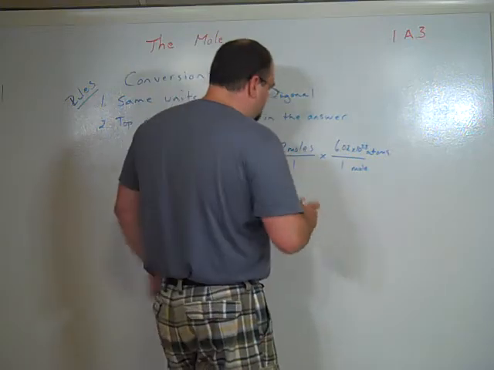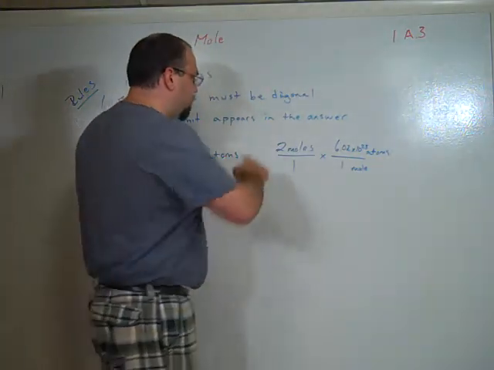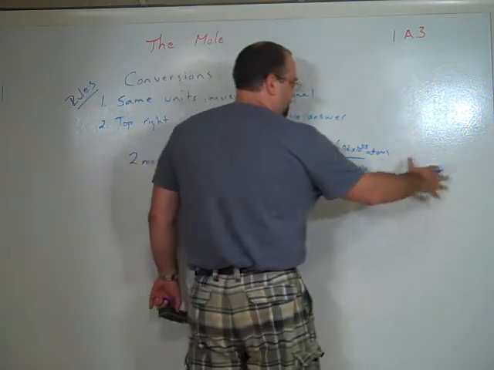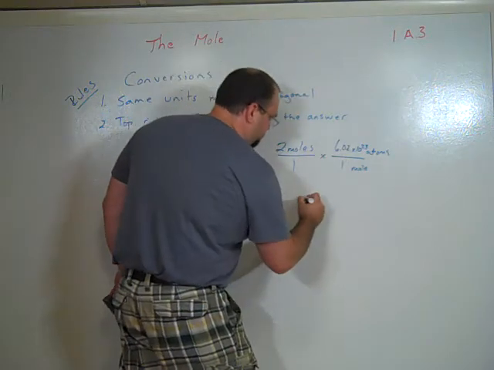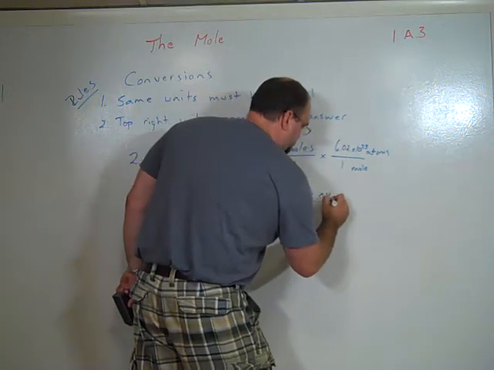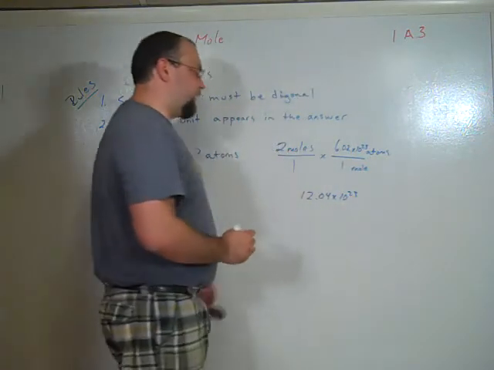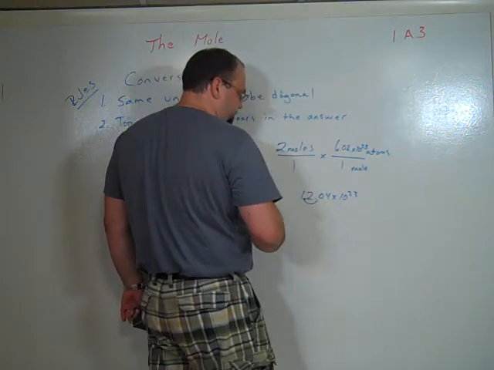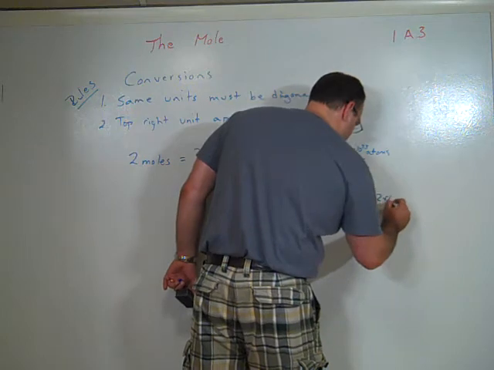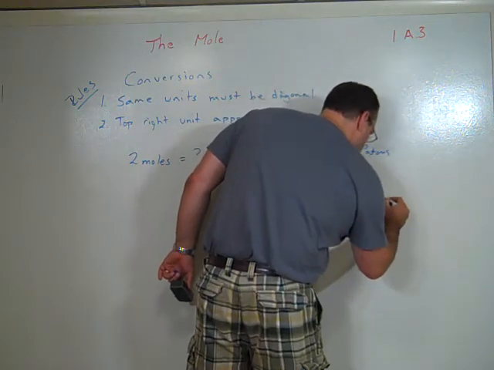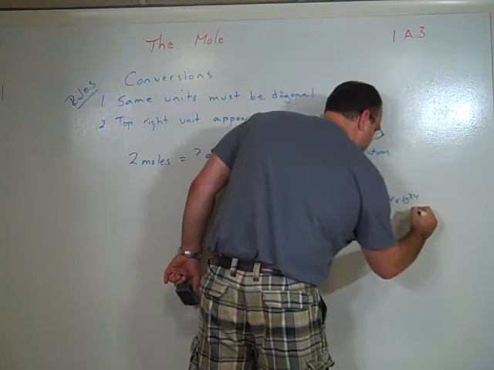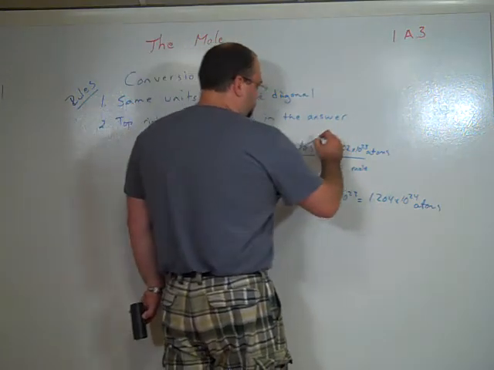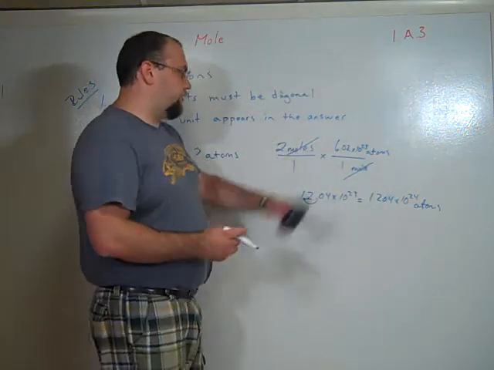Whenever I multiply fractions together, I multiply the top, multiply the bottom, and divide. Well, 2 times 6.02 times 10 to the 23rd atoms is going to be, I'm going to put it down here, because I don't know how much room I have over here. 2 times 6.02 is 12.04 times 10 to the 23rd. But that's not scientific notation. I have to move the decimal over. So that really equals 1.204 times 10 to the 24th atoms. All right? We'll notice that our moles end up canceling out. So our unit is just atoms.